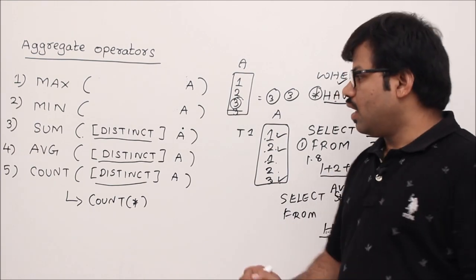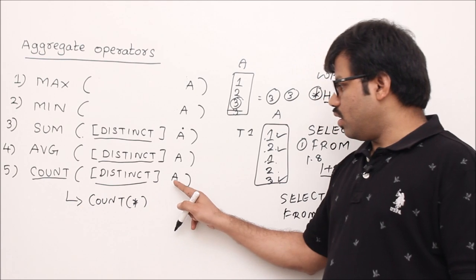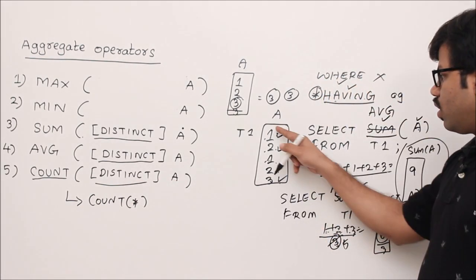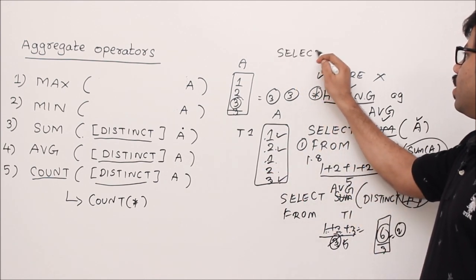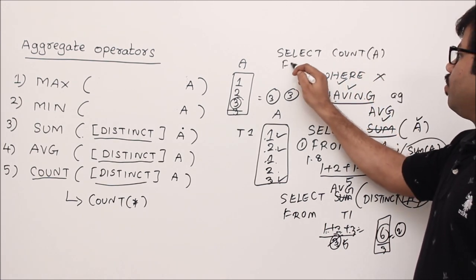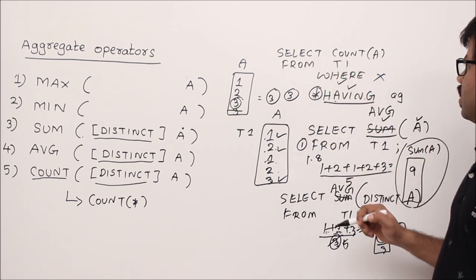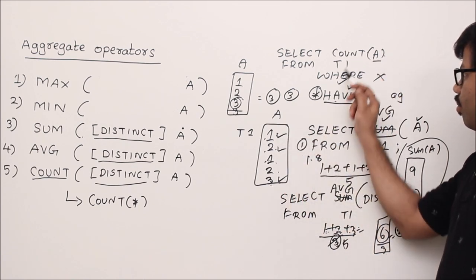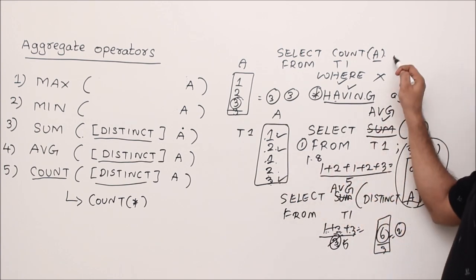It's very easy. Now we'll see count. Count can be applied with a distinct column value, otherwise a simple column value. Example, if you apply a simple count like this, what happens? We'll see select count of A from, let's say, T1. Then what happens? On column A, first of all, column A will be taken, the number of tuples will be counted, 1, 2, 3, 4, 5. So the output will be 5.